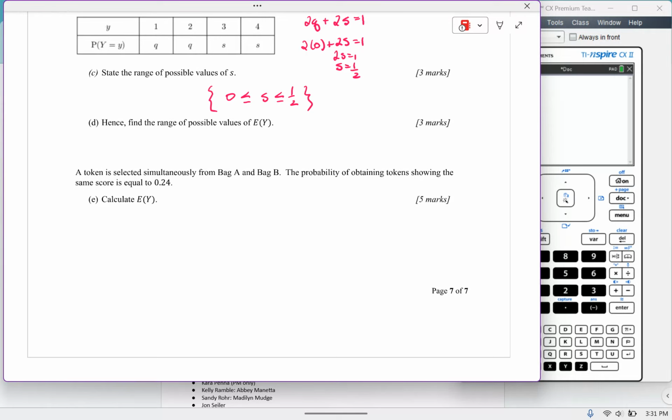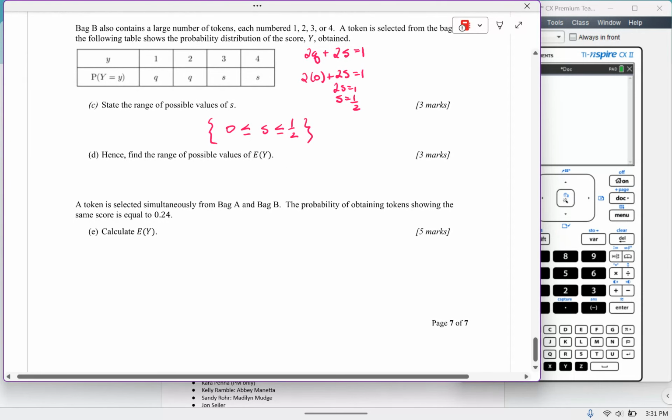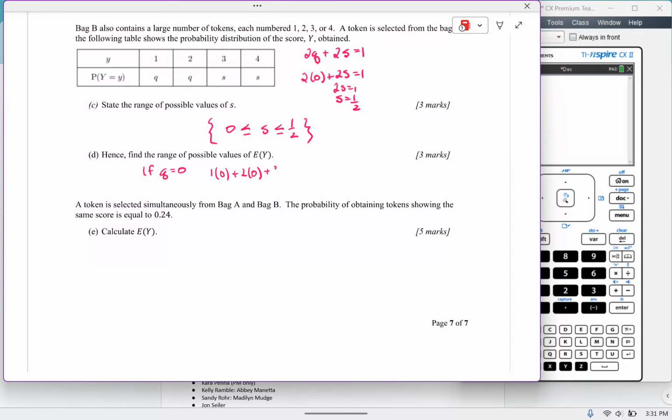Okay. Now it says, hence, find the range of possible values of the expected value of Y. So let's think about where the expected value of Y would come from. If Q is at its minimum, what would the expected value of Y be? If Q equals 0, you would have 1 times 0 plus 2 times 0 plus 3 times S plus 4 times S, right?